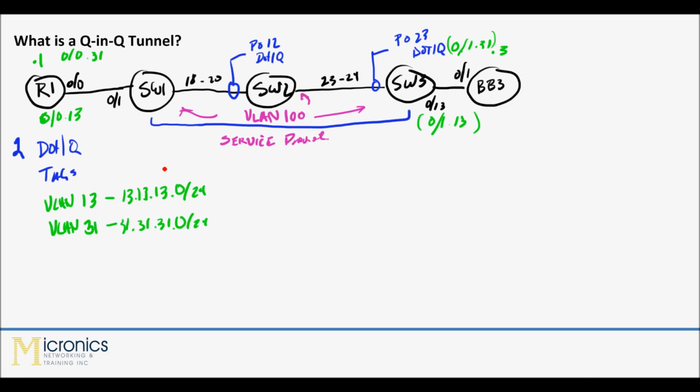Now, what's going to end up happening here is we are first going to be tagging the frames as they're created on R1 and BB3. But in order to transfer them through our switching infrastructure, we are going to tunnel them through VLAN 100, and we are going to be assigning the second tag. This second tag is oftentimes referred to as a metro tag. That's why this technology is predominantly discussed in the form of Metro Ethernet.